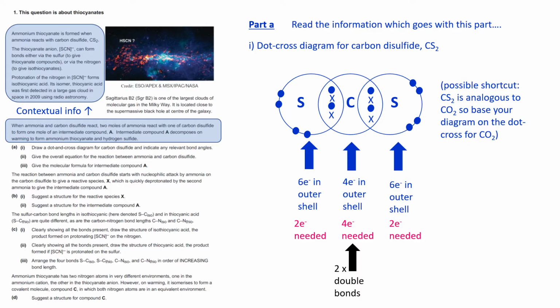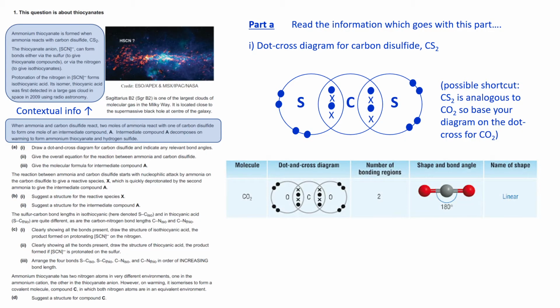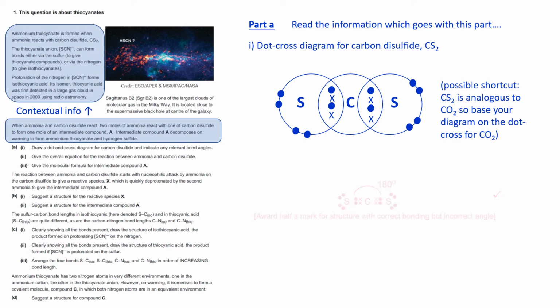So if we put in the electrons for sulfur, 6 electrons per sulfur atom, and then little crosses for carbon, we can also think about the connection between this and carbon dioxide. So you may remember carbon dioxide from your textbook. It's very similar in the way that it's put together, as you can see, and it's a linear molecule, so therefore the bond angle would be 180 degrees. So if we look at the mark scheme, you can see that the structure that we've drawn would be the correct one with 180 degrees.